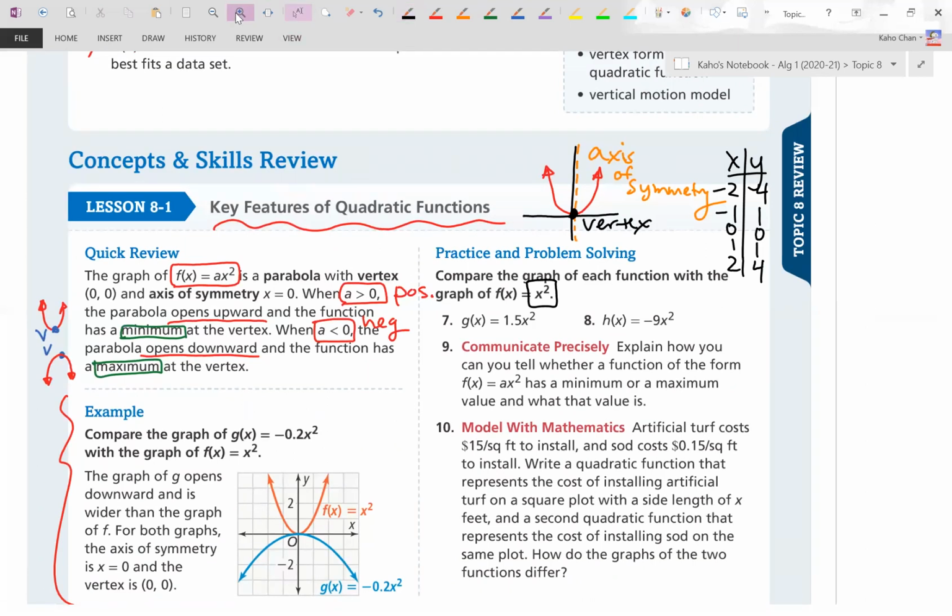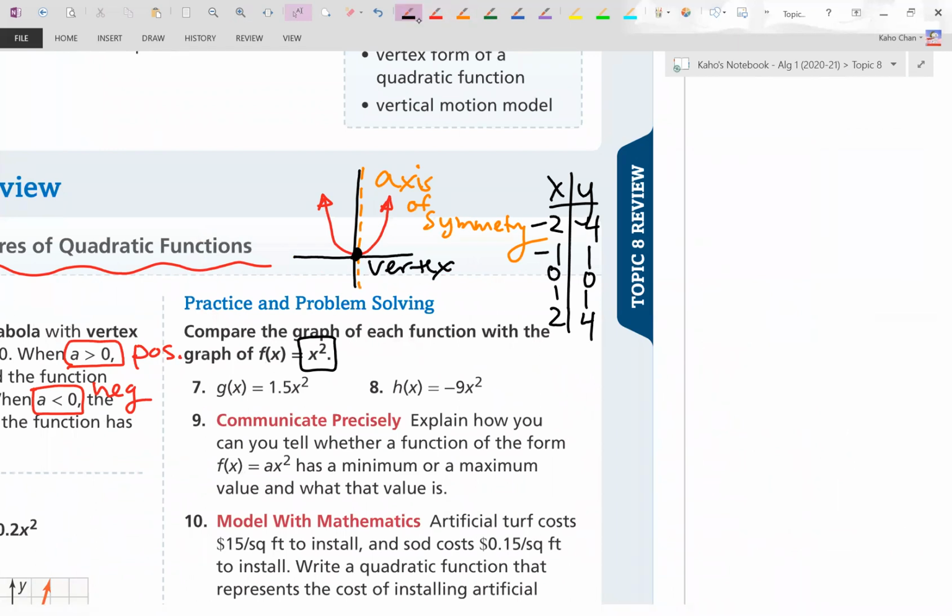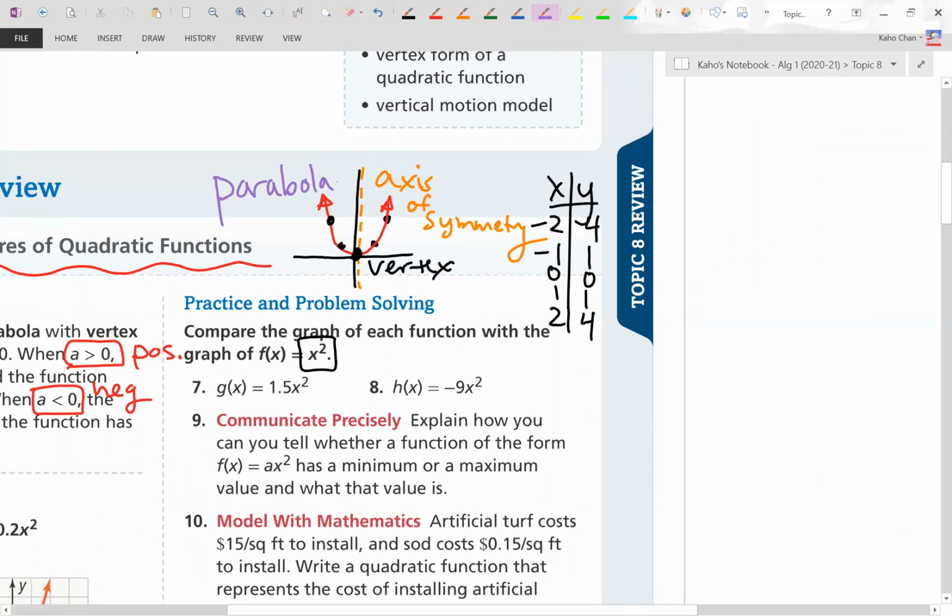Let me zoom in a little bit so you can see a little better. -2, 4, -1, 1, 0, 0, 1, 1, and 2, 4. Those are the 5 major points you should be aware of for the quadratic function that graphs a parabola. It's a U-shaped graph. Okay, so it's kind of interesting.